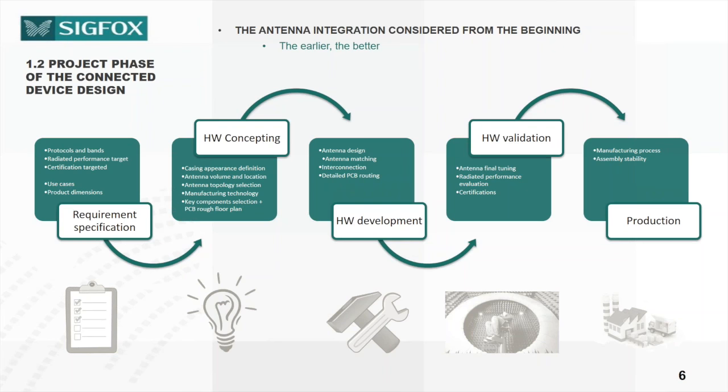Then you have to evaluate the radiated performance of the device, and if everything is working fine, you do the certifications. If something is not working perfectly, you might come back to the hardware development phase, but otherwise you go to the production phase. In that phase you have to make sure that the manufacturing process for the antenna is well controlled and is fine, and also make sure that the assembly stability of your device is functioning well.